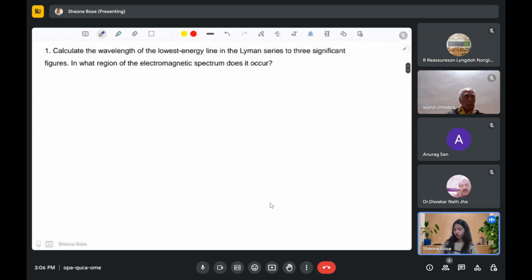Our first problem: calculate the wavelength of the lowest energy line in the Lyman series to three significant figures. In what region of the electromagnetic spectrum does it occur? I'll give you 5 minutes. Please try to solve and let me know how you are approaching this problem and what answer you are getting.